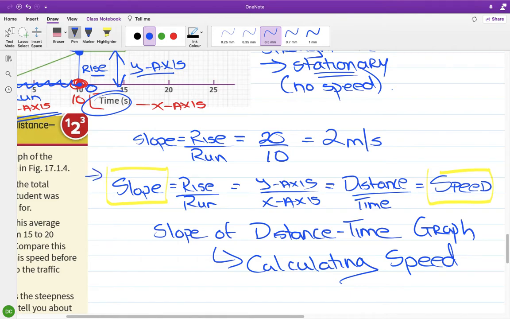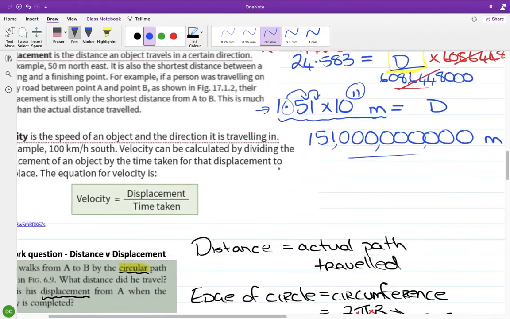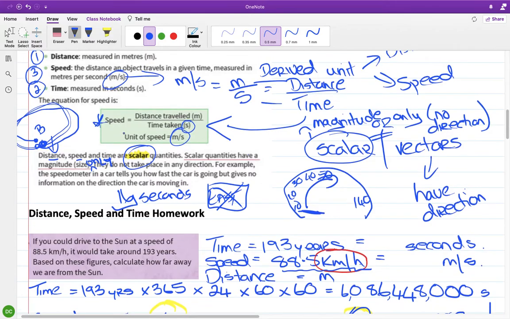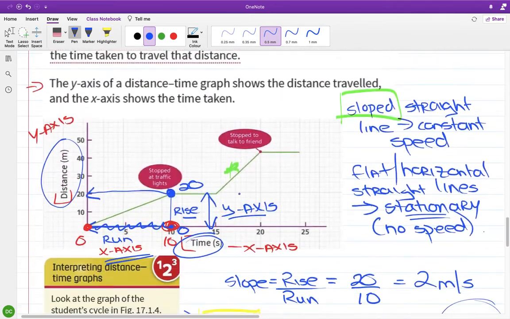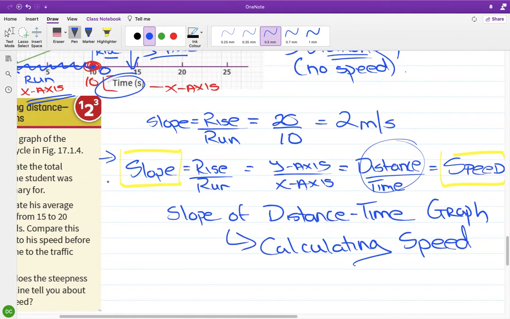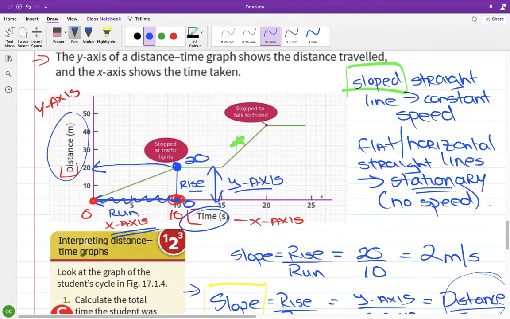This whole process here is why. We do the slope using rise over run. The rise is the y-axis, the run is the x-axis. The y-axis in this graph contained distance and the x-axis contained time. So we know that distance over time, because it was back up here, no, that's the vectors. Where is it? Here it is. Distance over time is speed. And then by that process, the slope is the speed, which is a really, really important idea.